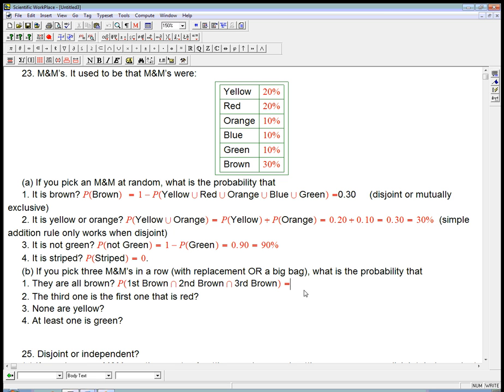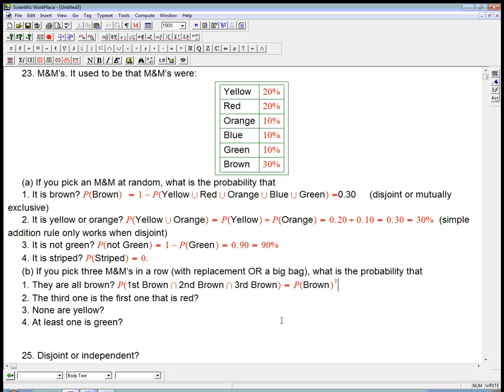Given that we have the independence assumption, we have a wonderful principle: it's just the probability that the first one is brown times the second one is brown times the third one is brown. And we're assuming that those aren't changing. So it's just the probability of brown times itself 3 times, or cubed. That's 0.3 cubed, and that is 0.027. So it's a pretty small probability, about 2.7%. Even though browns are the biggest percentage, getting 3 in a row is not that likely.